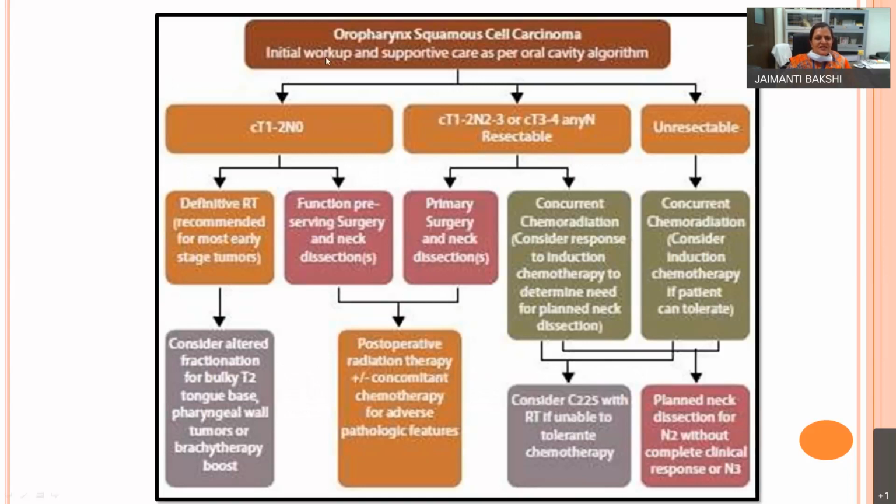So this is the flow chart for the management of oropharyngeal cancers, and it covers all the treatments which I have described just now. According to the tumor stage, we have to plan the treatment.